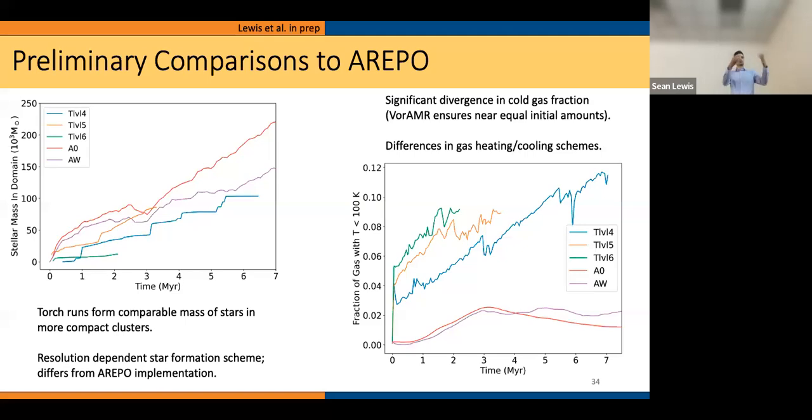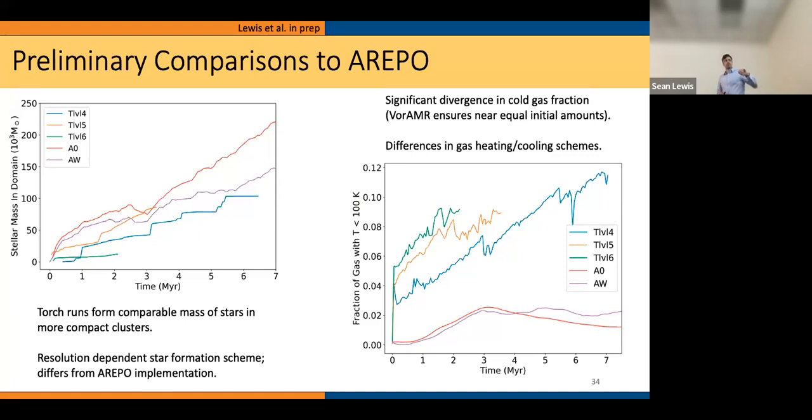This presents an avenue for which further investigation, I think, is worthy here, to investigate truly the difference between these cooling modules, why we see so much gas in the Torch run essentially snap cool to a cold state. Again, this is just preliminary analysis. It's just out of these few runs that I have. So I don't have a detailed analysis of this quite yet.